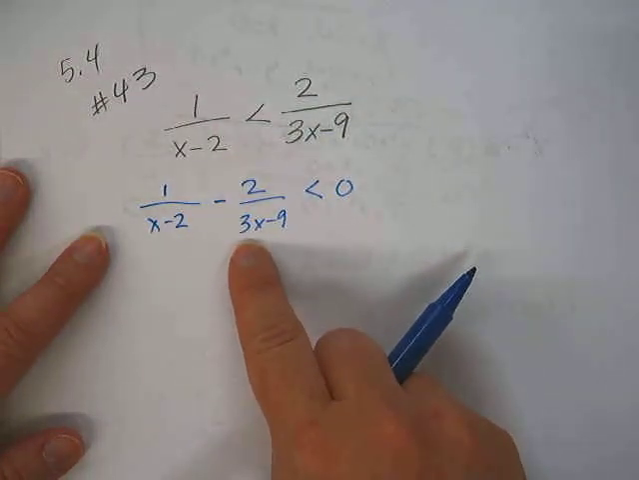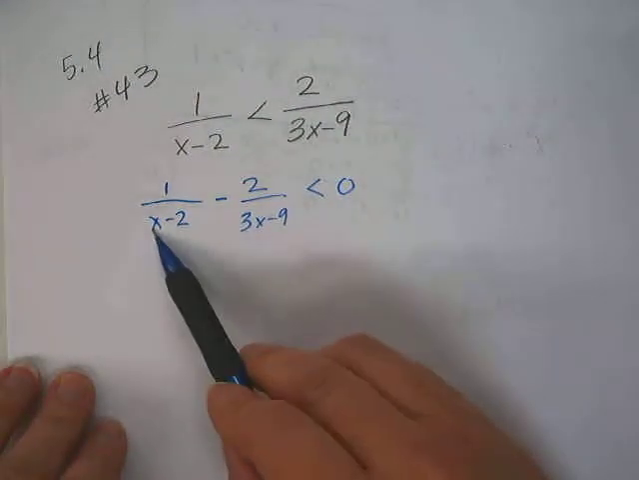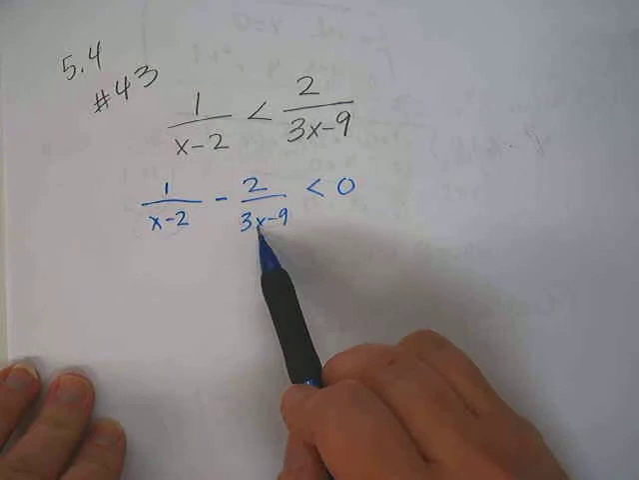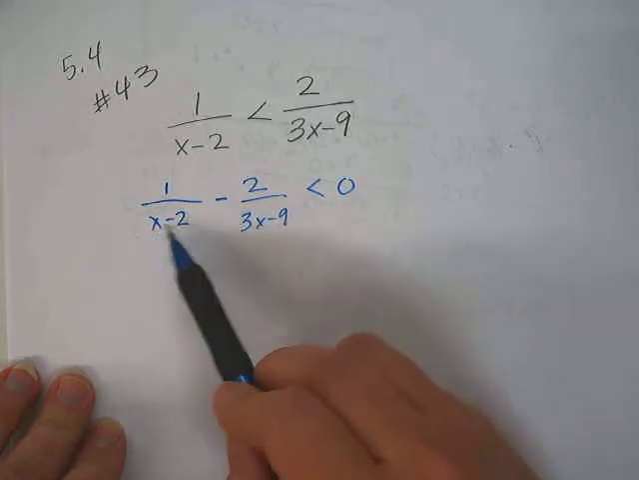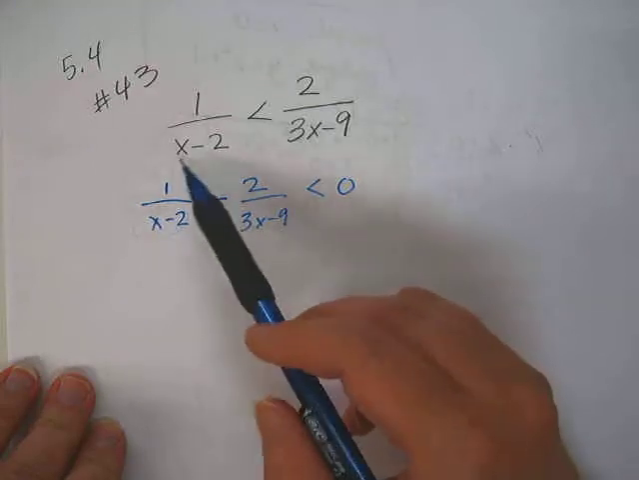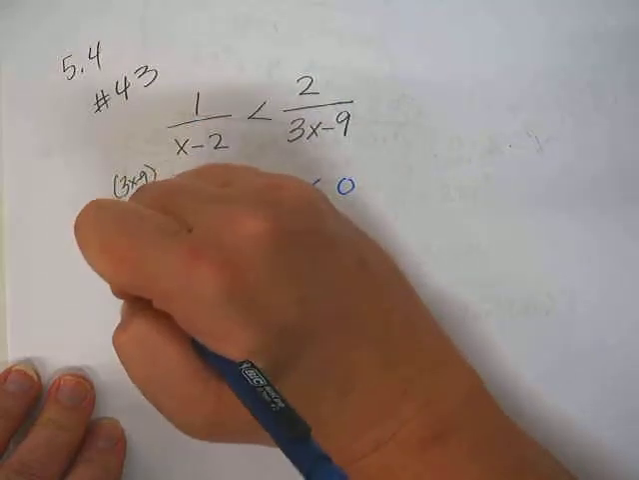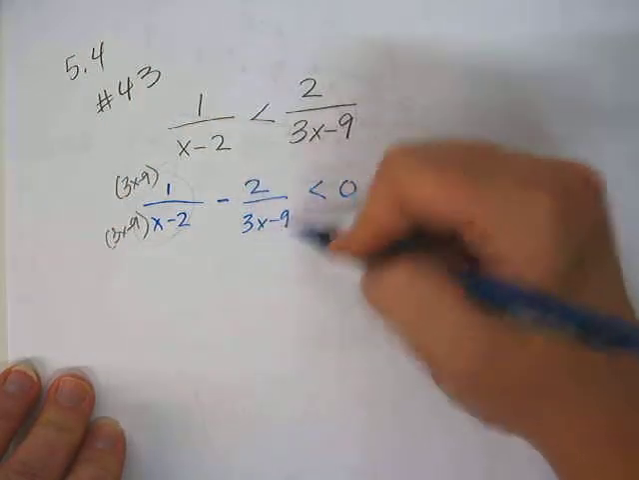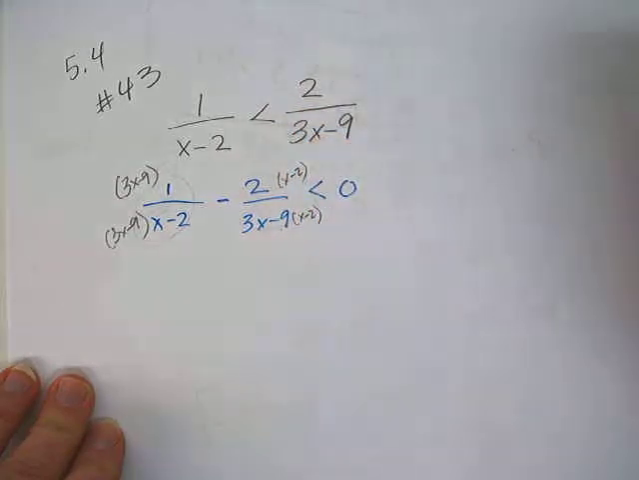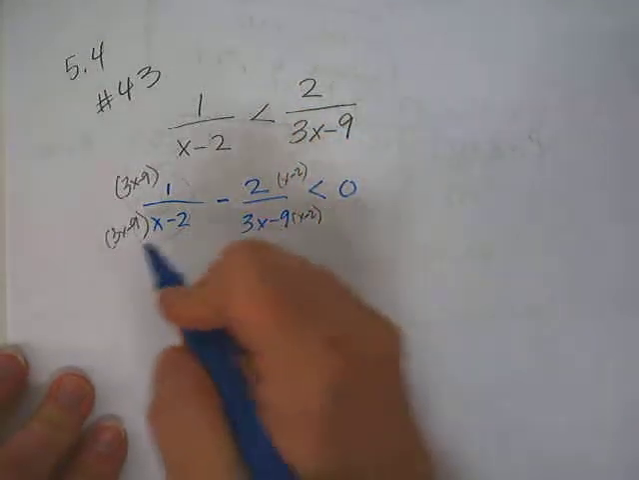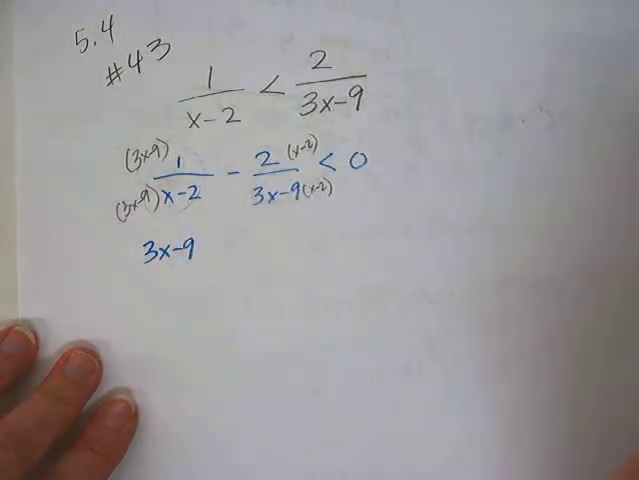So to turn it into a single fraction, we have to get a common denominator. This and this don't have anything in common, even though we could factor out the 3 and have x minus 3 left. X minus 3 is still different than x minus 2. So really, this entire fraction has to be multiplied by 3x minus 9 over 3x minus 9. And this entire fraction has to be multiplied by x minus 2 over x minus 2 to get that common denominator.